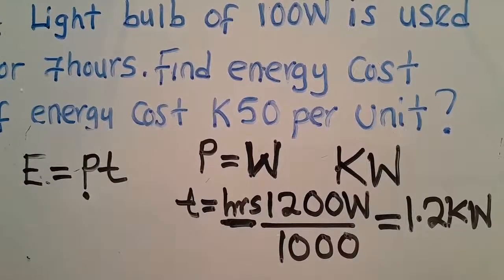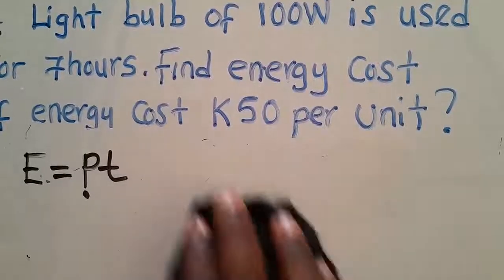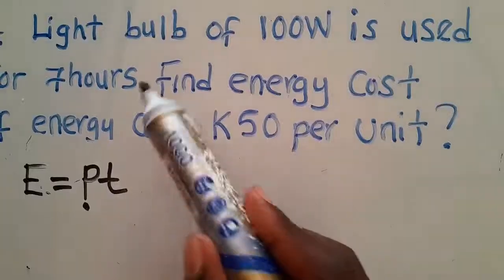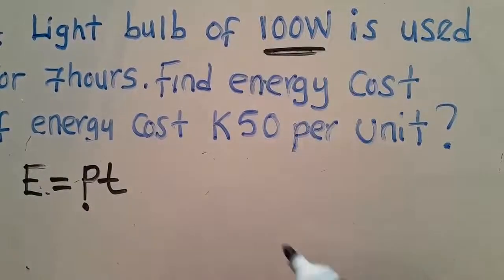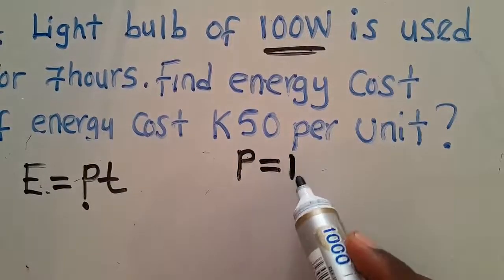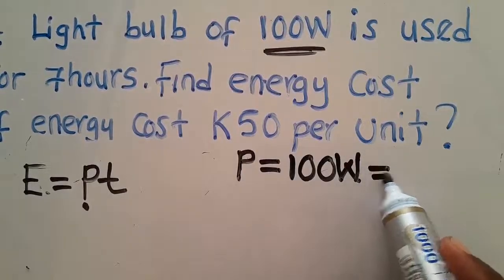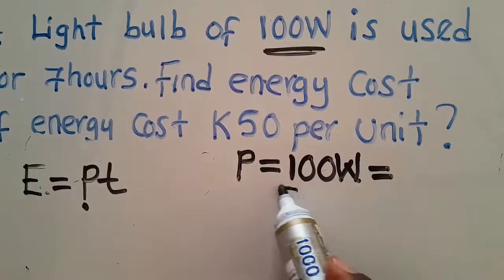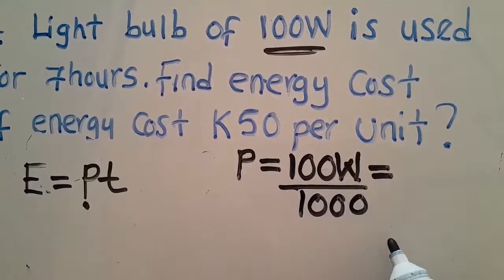So we go back to the question which is given here. The question is saying, a light bulb of, we are given the power there. Remember what I've told you. We convert the power first. We say, okay, we are given 100 watts. So 100 watts is equal to what? We convert to kilowatts. What did I tell you? You divide by 1,000. So if you divide by 1,000, what are you going to have?